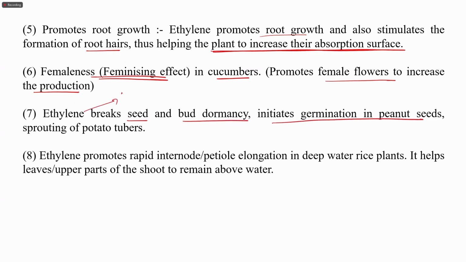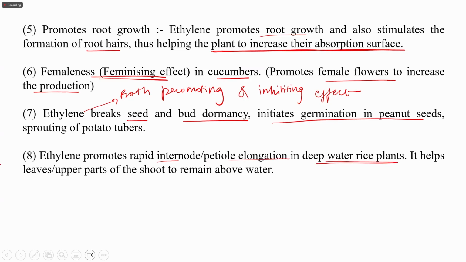That is why we said that it has both promoting as well as inhibiting effect, right? Because in certain cases, it is leading to the promotion, by initiating the germination in peanut seeds, sprouting to potato tubers, etc. Last effect of ethylene is it promotes rapid internode petiole elongation in deep water rice plants. It helps leaves, upper parts of the shoot to remain above the water. So rapid internode or petiole elongation in deep water rice plants so that the shoot can remain above the water.